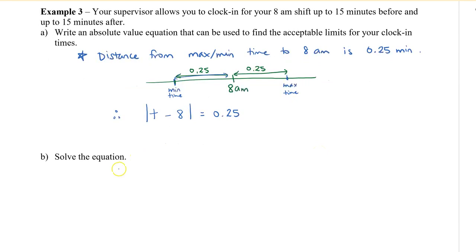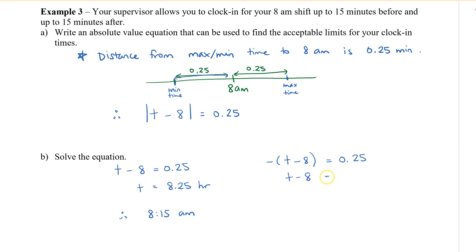So if I solve this as a positive absolute, I get t minus 8 equals 0.25. So t is equal to 8.25 hours, or this actually is going to be 8:15 a.m. If I take the negative absolute value, this will be negative bracket t minus 8 equals 0.25. And I'm going to divide both sides by the negative, so I get negative 0.25 on my right. Add the 8, and I get 7.75 hours.